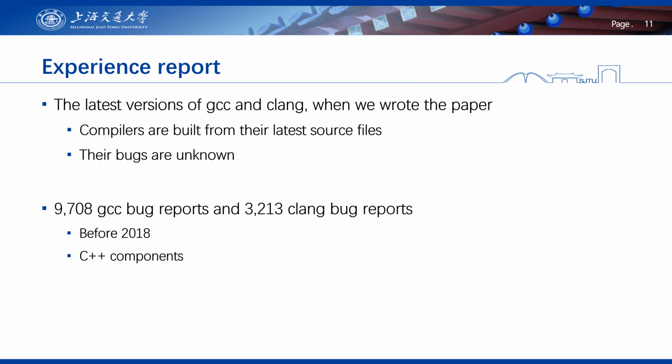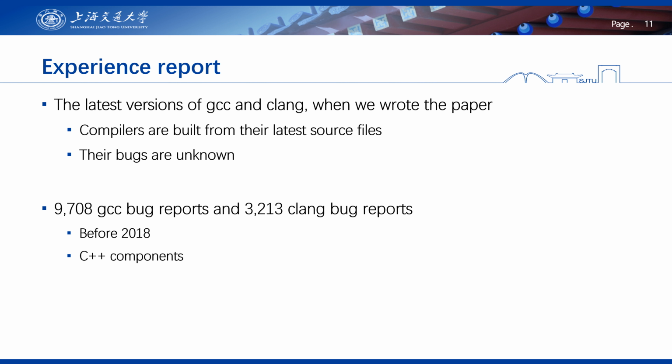In our experience report, we select the two state-of-the-practice compilers, GCC and Clang. We build the two compilers directly from their latest source files. Their versions are not that new, only because the publication process of this paper is too long. As for bug reports, in total, we download more than 9,000 GCC bug reports and more than 3,000 Clang bug reports. Can we detect new bugs if we follow our research idea?